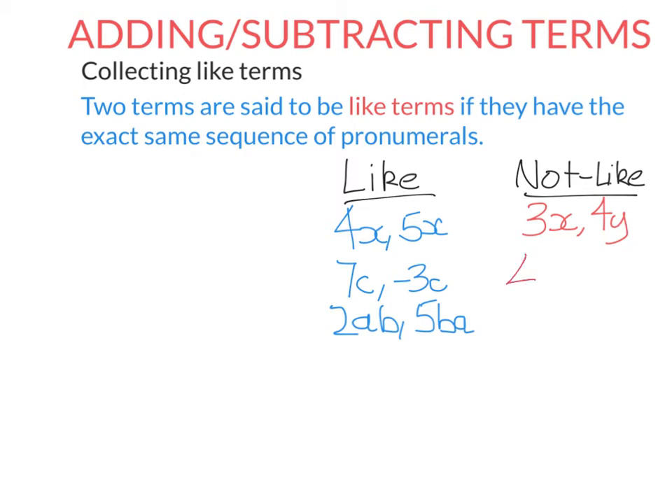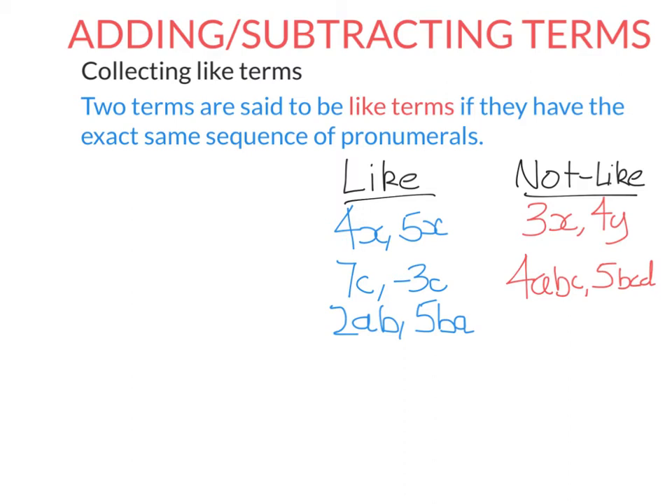So something like 4abc and 5bcd. So these are both terms, but this one has an a, this one does not have an a. This one has a d, this one does not have a d. This term and this term do not have the same sequence of pronumerals. Their pronumerals or letters are different, and therefore they are not like terms.